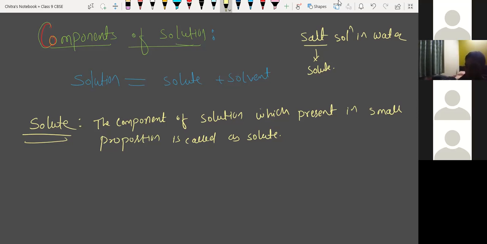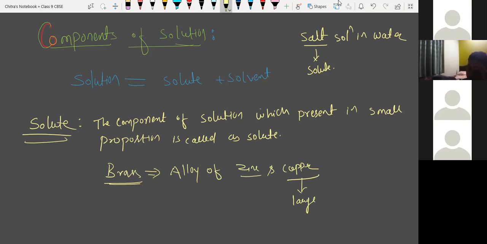Okay, suppose we take the example of brass. You know what is brass? Sir, it's an alloy. Yes, an alloy of what? Zinc and copper, beta. Yes, zinc and copper. So here copper is present in large proportion and zinc is present in small proportion.